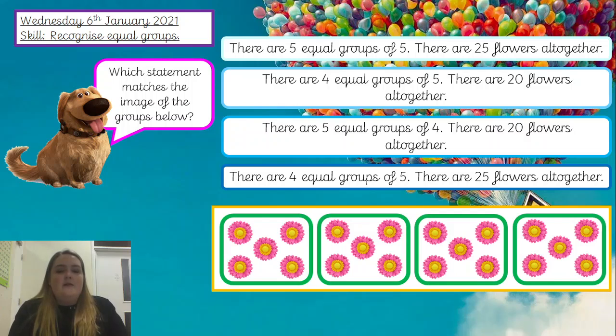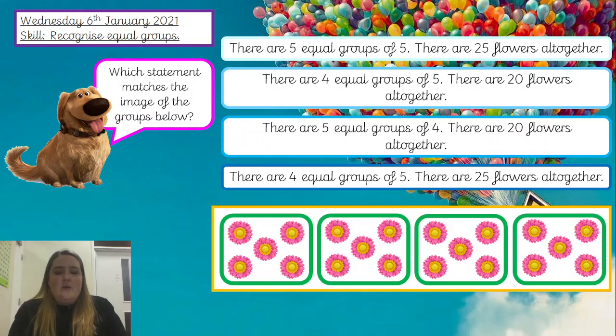So let's have a look first of all at the equal groups. So we have 1, 2, 3, 4 equal groups. We have 4 green squares, and we have 5 flowers in each of those. So the right answer we think could be there are 4 equal groups of 5, there are 20 flowers altogether, or there are 4 equal groups of 5, there are 25 flowers altogether. So it could be either of those two, because they both have 4 equal groups and they both say there are 5 flowers. But how many flowers are there altogether?